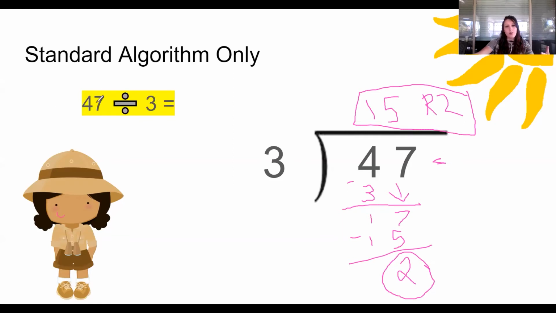But if we're using like the equation 47 divided by 3 equals, then we're just going to write the answer right next to it. So I'm going to write 15 remainder 2, just like so. Awesome job, guys. Give yourselves a round of applause. Let's move on to our next question now.